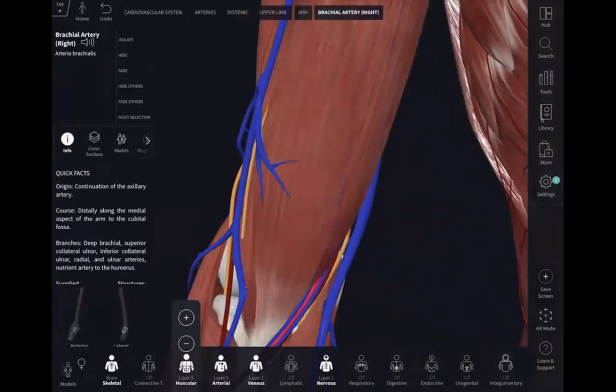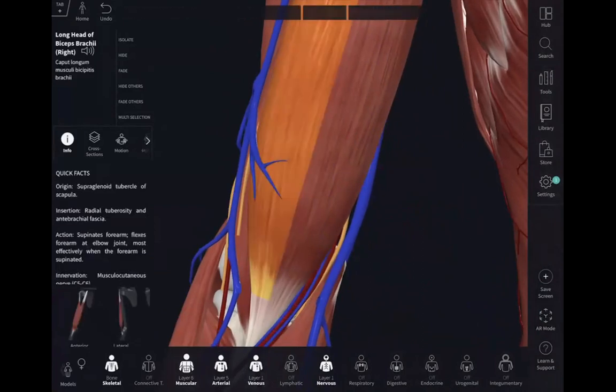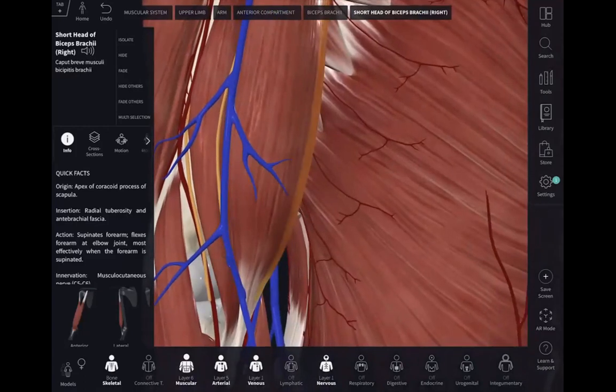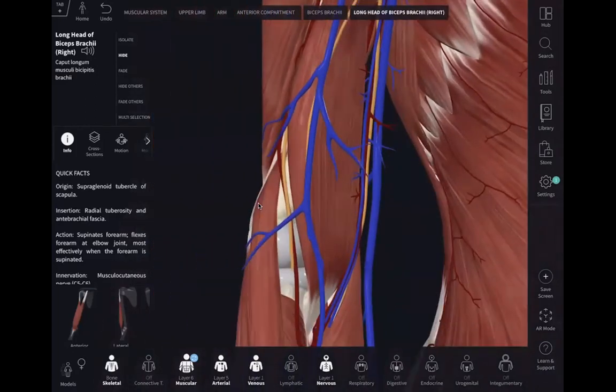Biceps brachii. Yes. See, this is the muscle, the long head and there is a short head of the biceps brachii. So this muscle is separating, as you can see, if I hide this muscle, now there is nothing in between. This is cephalic and this is our brachial artery, right? So the biceps brachii is separating our cephalic vein and the brachial artery, right or wrong?